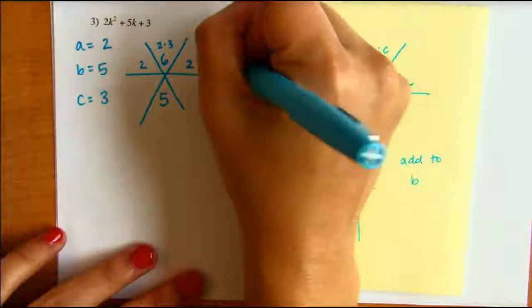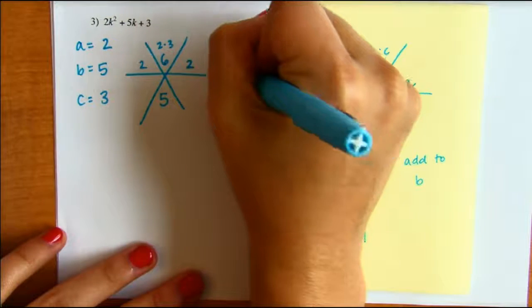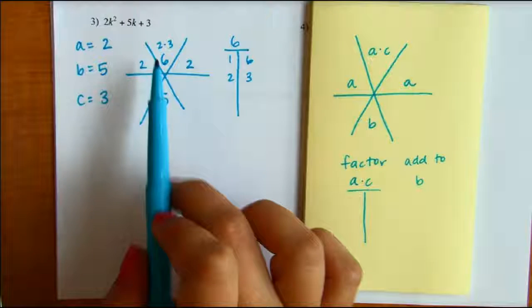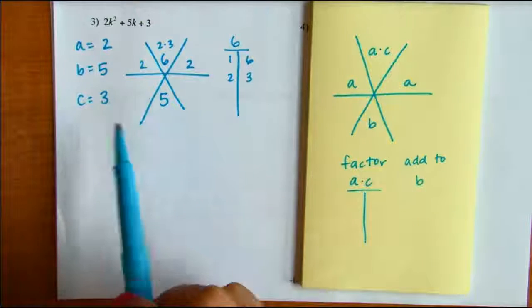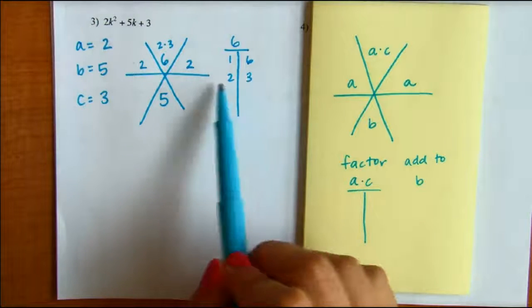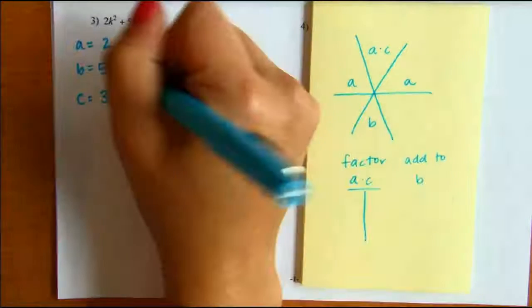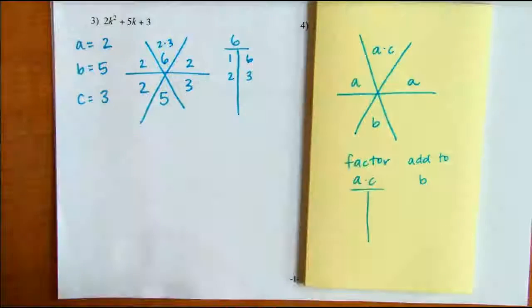You should have 1 and 6, and 2 and 3, and that's really it for 6. Since this is a positive number and this is a positive number, I don't have to worry about any negatives. Which of these, if I added them straight across, would add to 5? That's 2 times 3. So 2 and 3 will be my 2 factors.